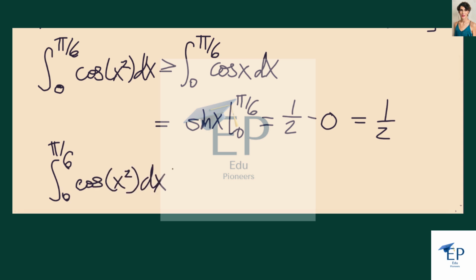So in this way, we obtain an estimate for an integral which it is not easy to find directly.